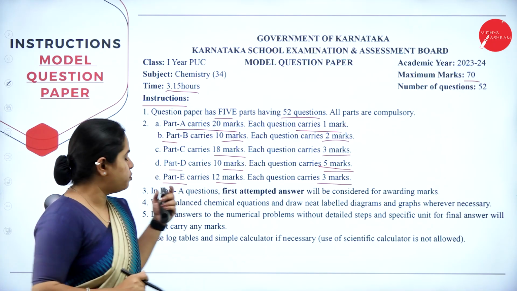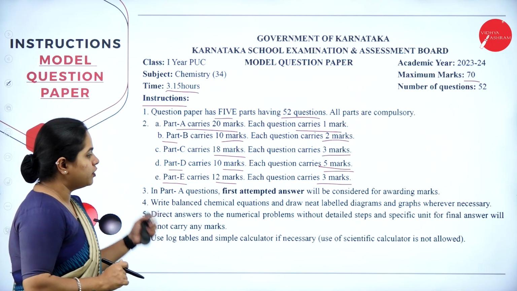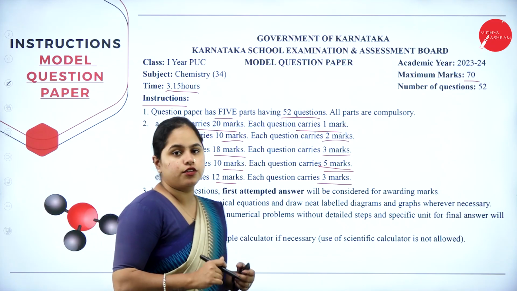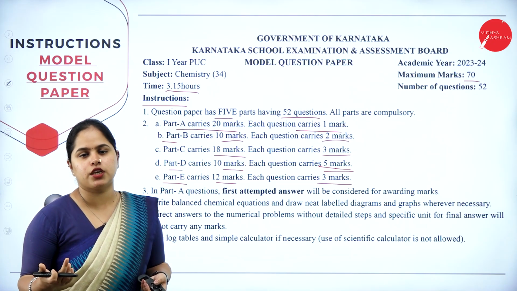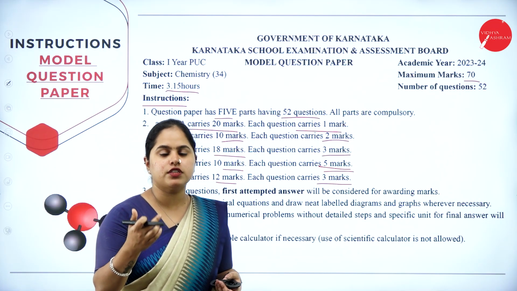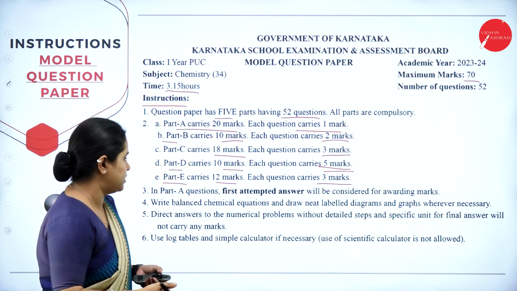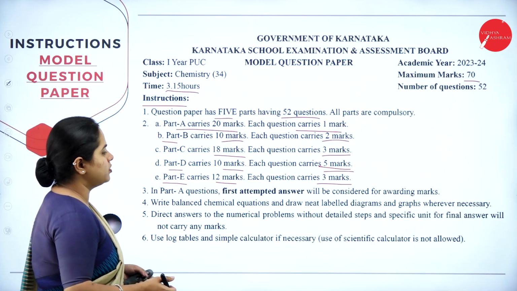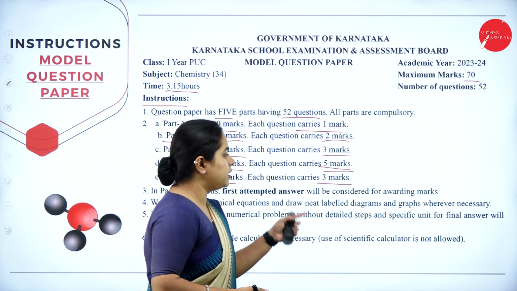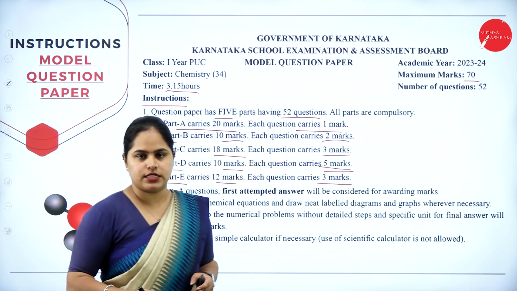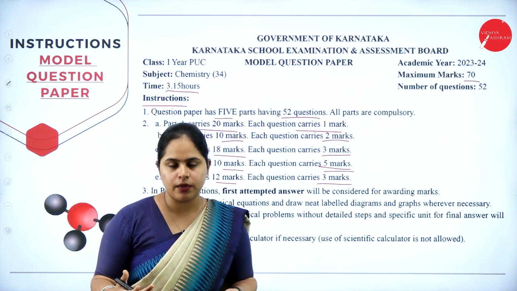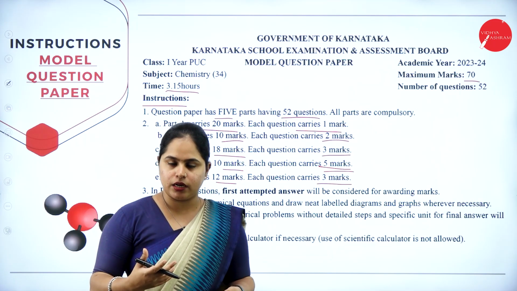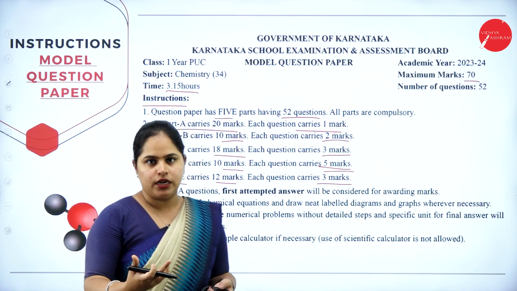The next point: in Part A questions, the first attempted answer will be considered for awarding marks. Whichever answer you have written first, as it is MCQ, that will be considered as the answer. Now, write balanced chemical equations and draw neat labeled diagrams and graphs wherever necessary. Wherever in chemistry a graph is necessary, you have to draw that. Wherever equations or diagrams are necessary, you have to draw them.